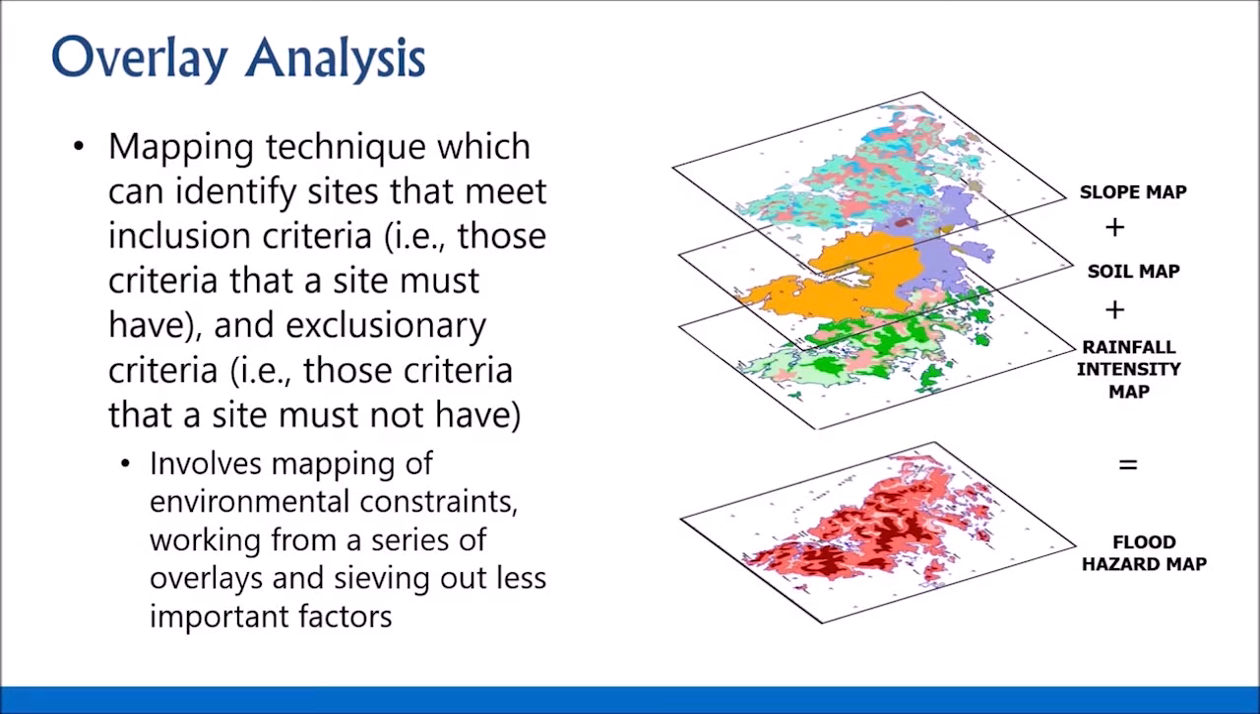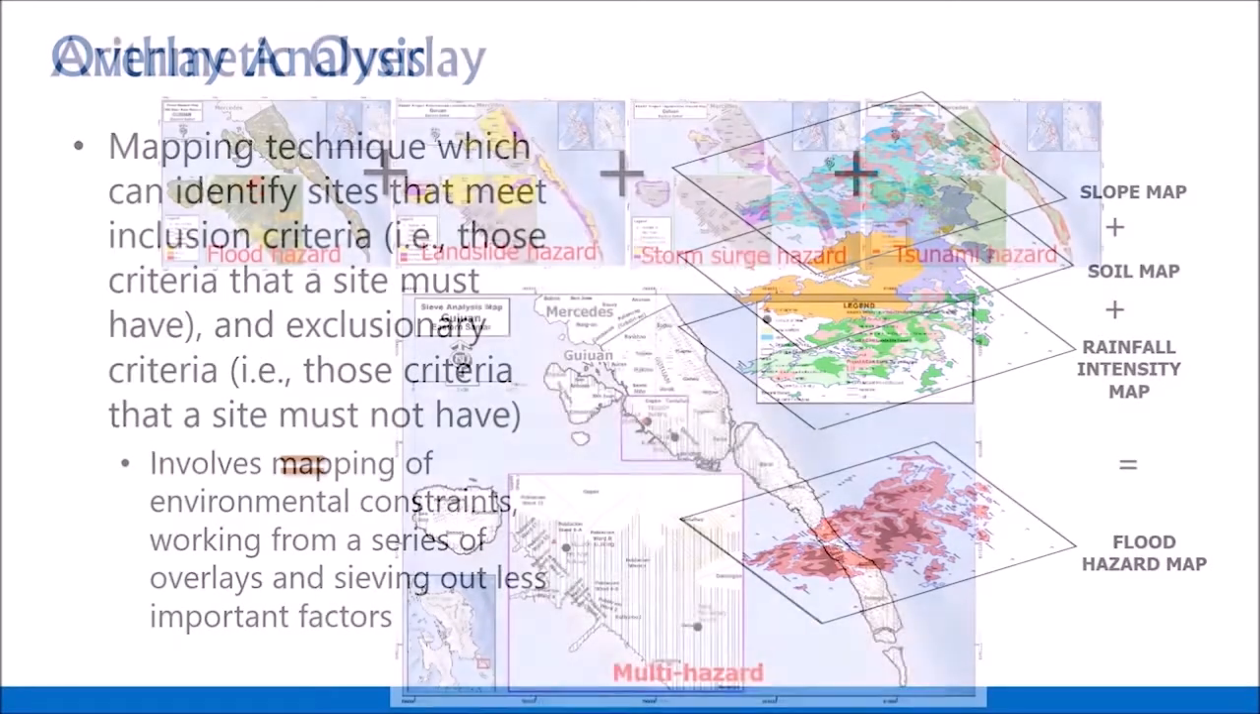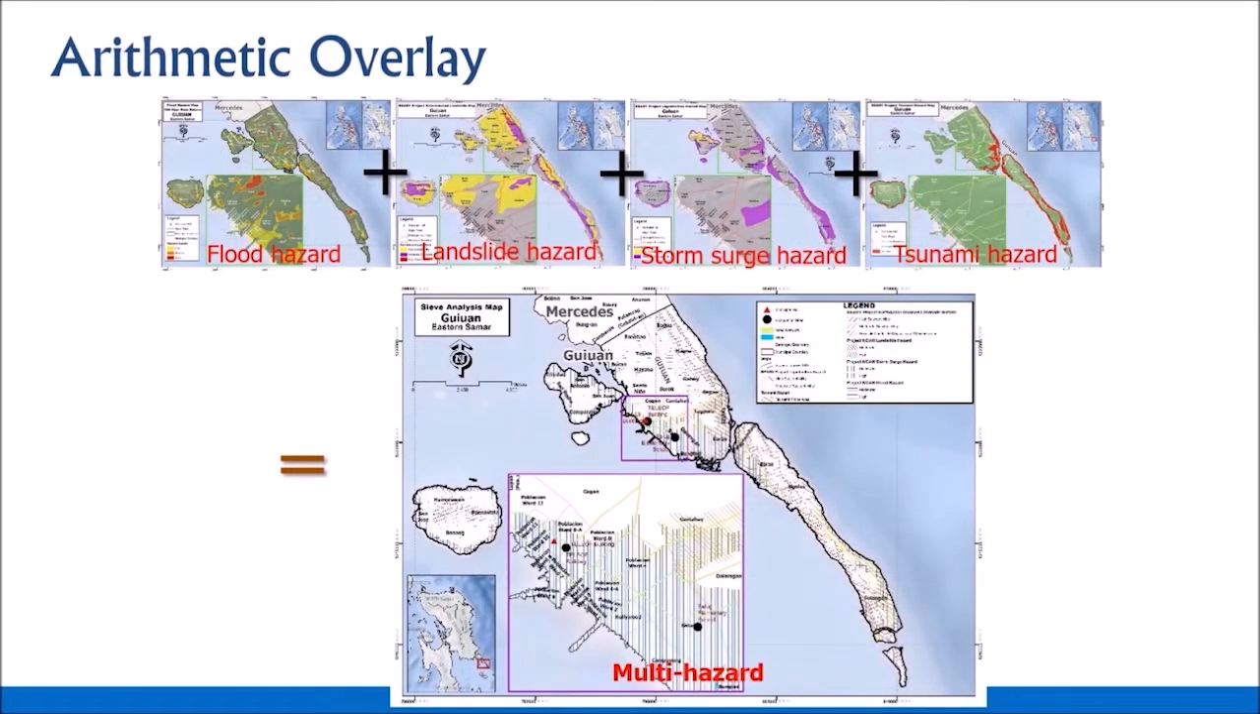Now for the exclusionary criteria, this involves mapping of your environmental constraints and sieving out less important factors. Now for arithmetic overlay, you can do an arithmetic overlay of your flood hazard, your landslide hazard, your storm surge hazard, and tsunami hazard to come up with a multi-hazard map.